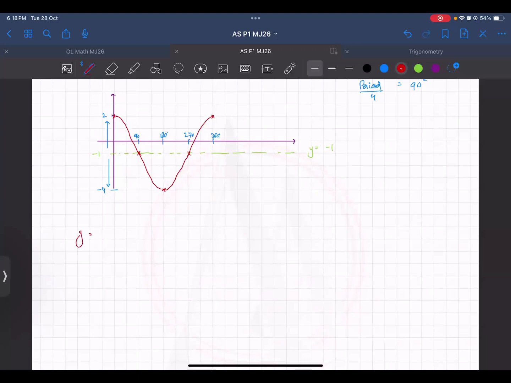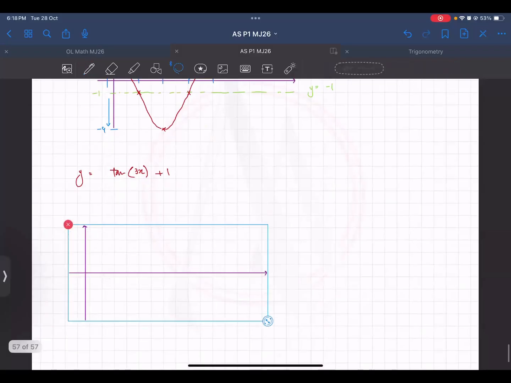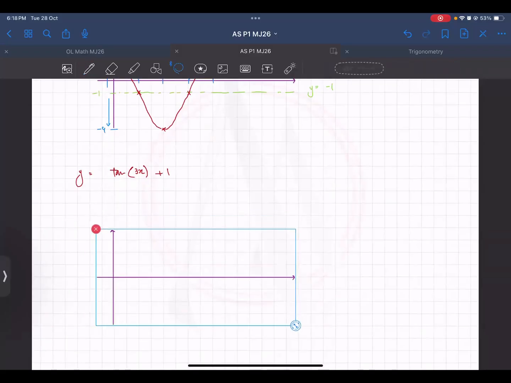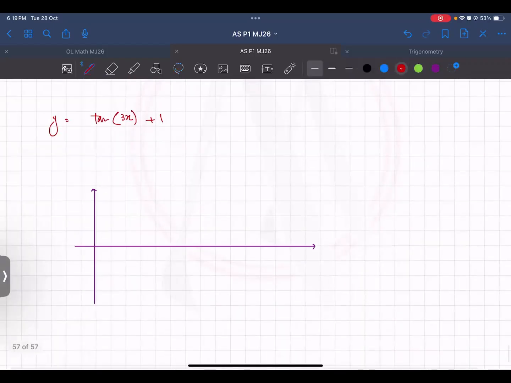Y is equals to tan 3x plus 1, let's suppose. Your amplitude A is 1, your B is 3, C is 0, D is 1. After comparison, the principal axis is y equals 1, so that will be your dotted line. First step done. Second step, period.